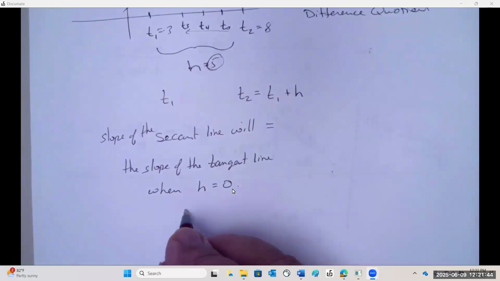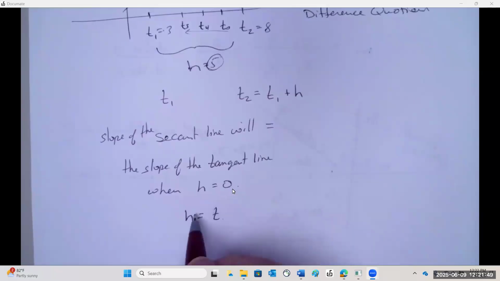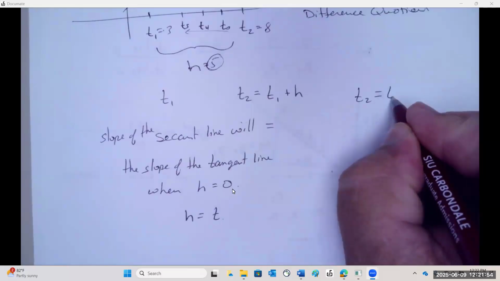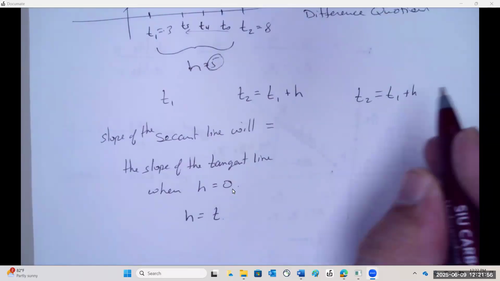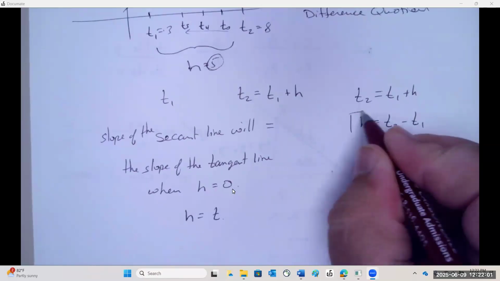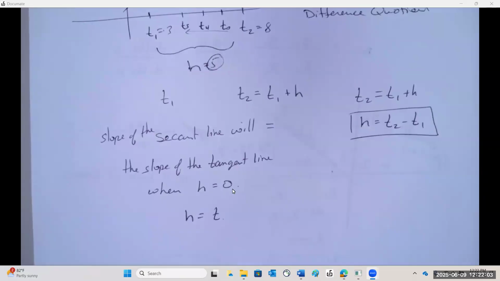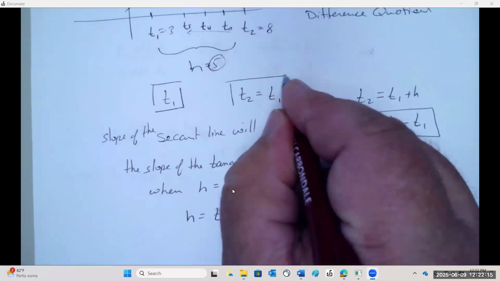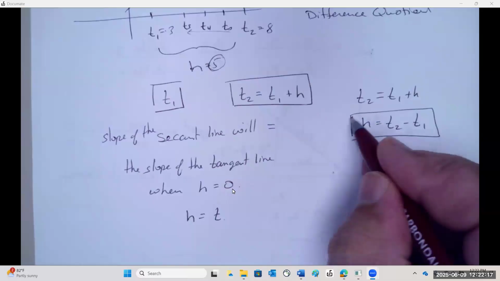So when h is equal to 0, that means that, well, what is h? What's the formula for h? We have t2 equals t1 plus h. So h is equal to t2 minus t1. And we have these two. And now we have h.